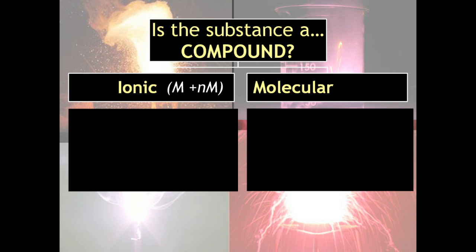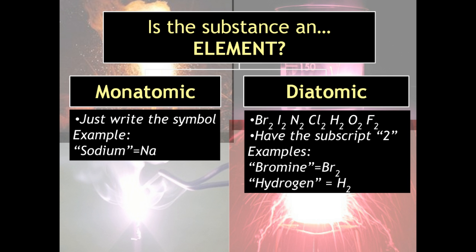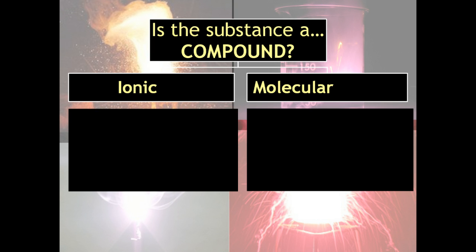So, is the substance a compound? Over on this slide, we have, is it an element? Over here, is it a compound? If it's a compound, which means more than one atom bonded together, ask yourself, ionic or molecular? It's not going away. Everything we taught you, you have to remember. What does ionic mean? A metal plus a nonmetal.